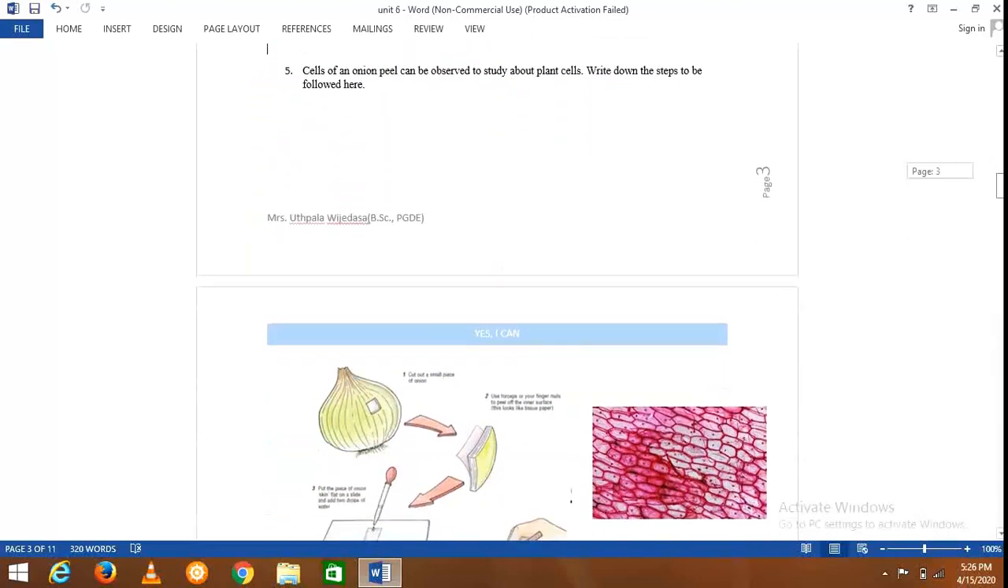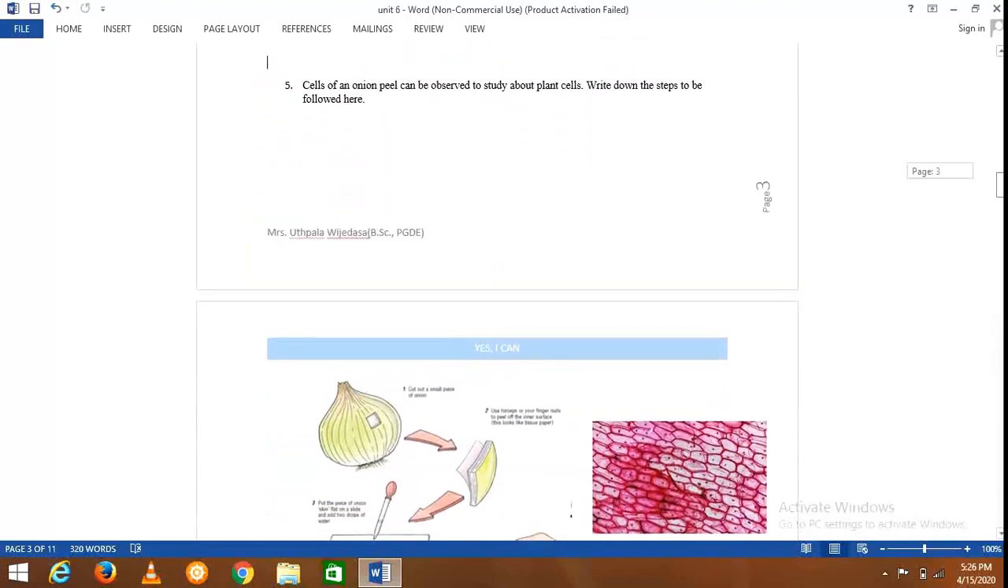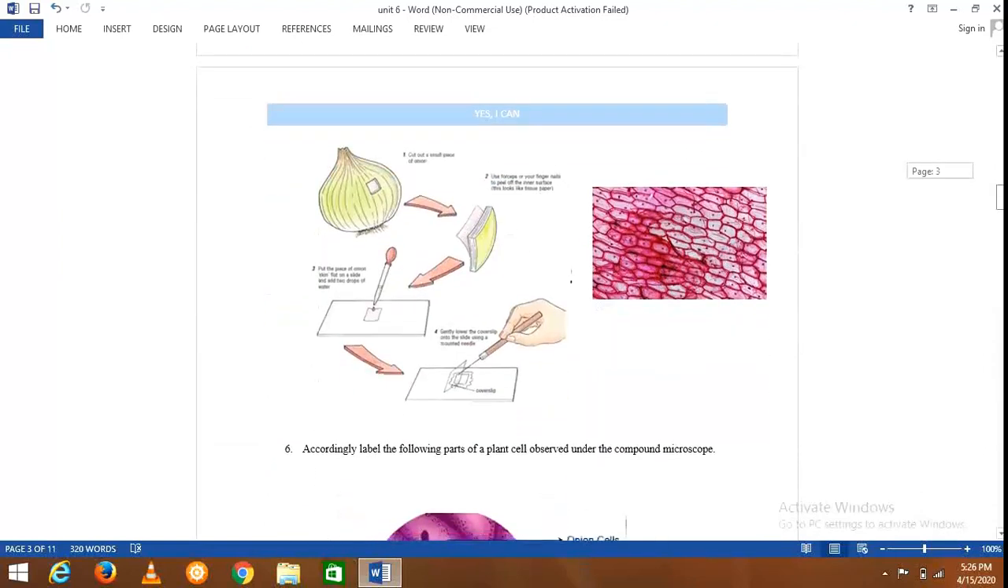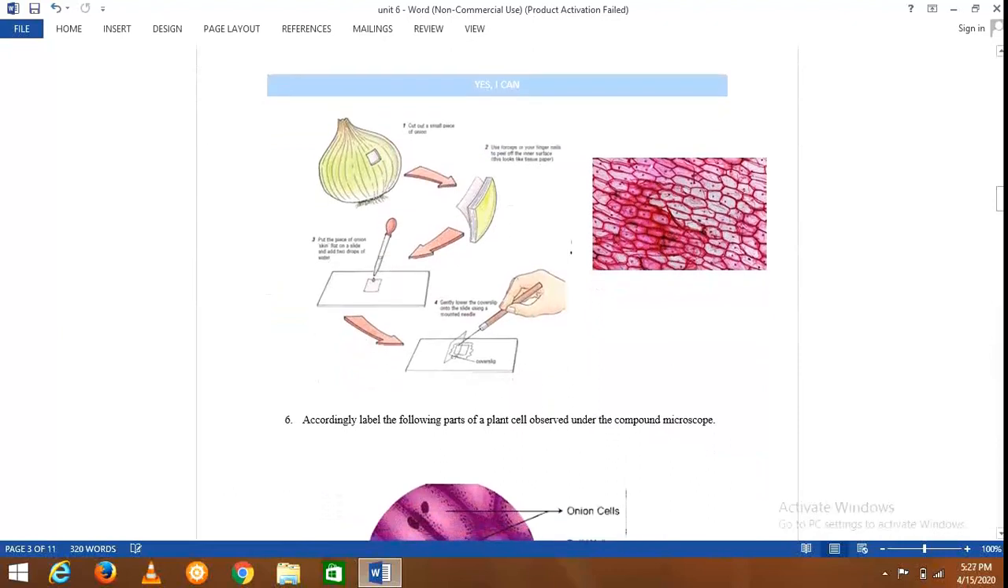Cells of an onion peel can be observed to study about plant cells. Write down the steps to be followed here. So here I have shown the steps. First you take a fleshy part of an onion. Then by using a blade, you can obtain the transparent thin section just inner to this fleshy part.